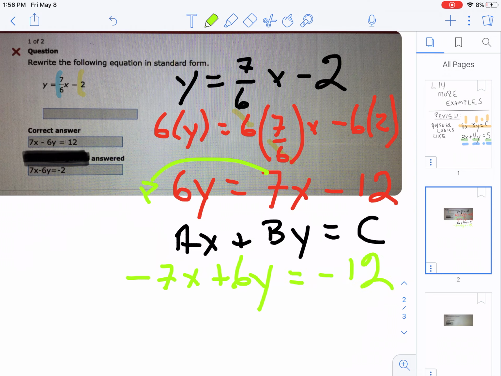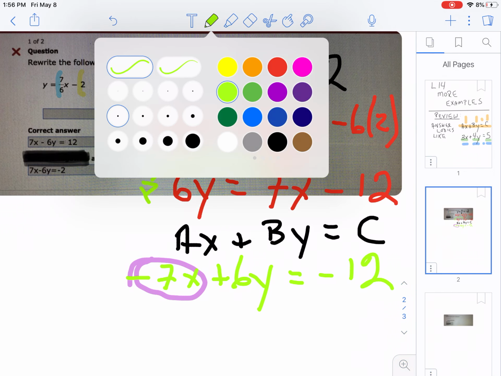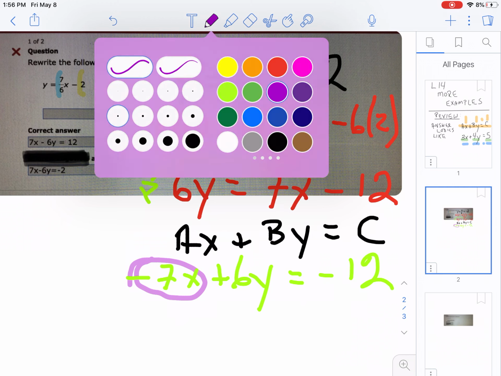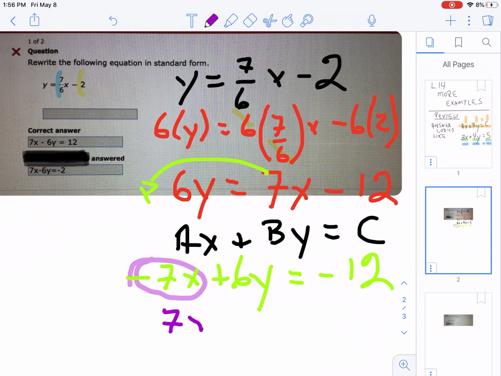The other rule that we know is that the x value, when we write it in standard form, has to be positive. So we're going to multiply all of the terms by -1. So that will give us 7x minus 6y equals 12.